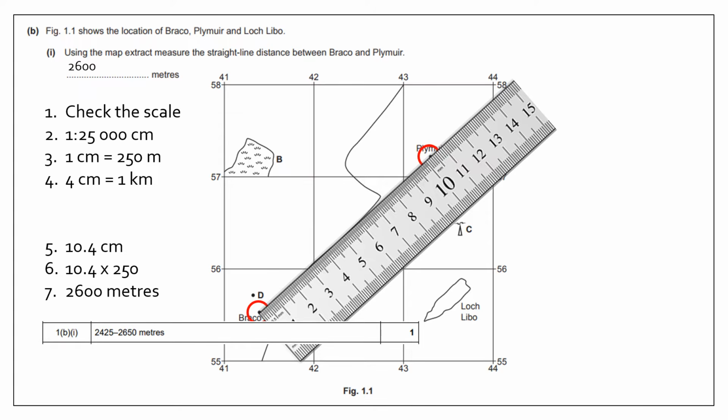So again, straight line distance is really straightforward. Circle the start, circle the end. You're going from the point of the town to the point of the other town, measure it, and use the scale.